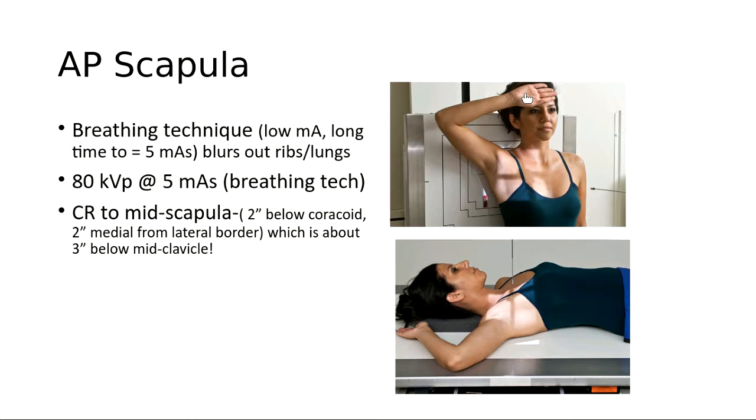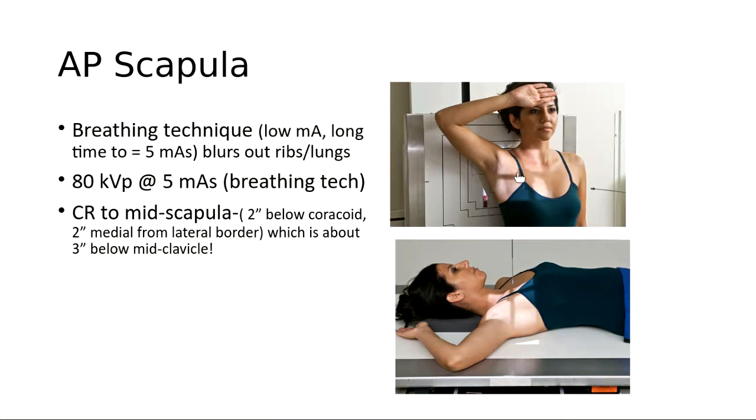The central ray is perpendicular to the mid-scapula, which is 2 inches below the coracoid and 2 inches medial from the lateral border. Technically, according to the registry, that's where the central ray goes. But ideally, if you go about 3 inches below mid-clavicle, that would put you about center scapula. So 3 inches below mid-clavicle is just a good cheat. Technically, central ray is mid-scapula, but as far as how you find that, about 3 inches below the middle of the clavicle would put you there.